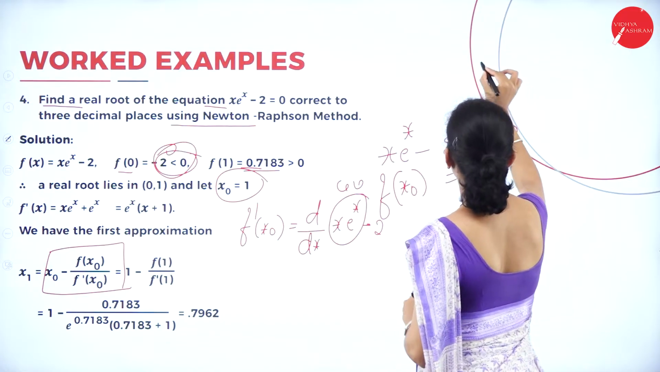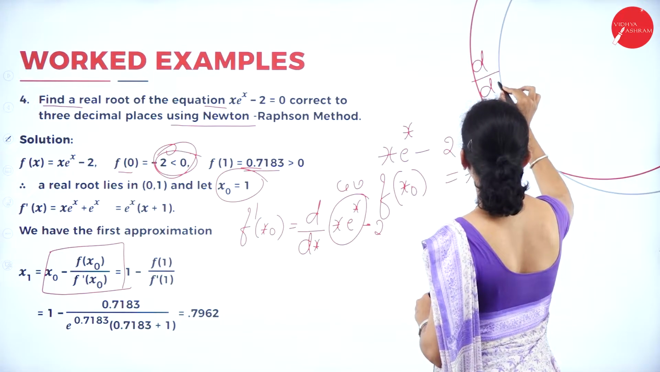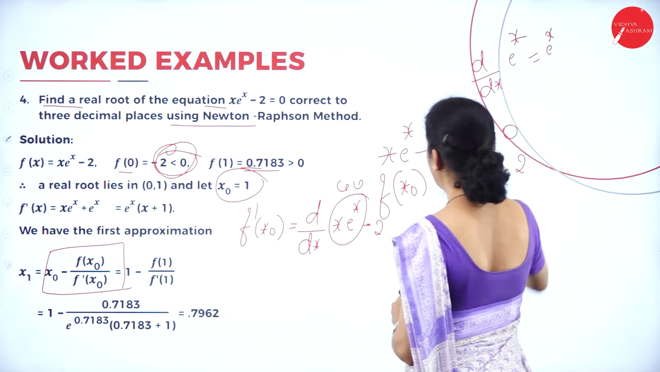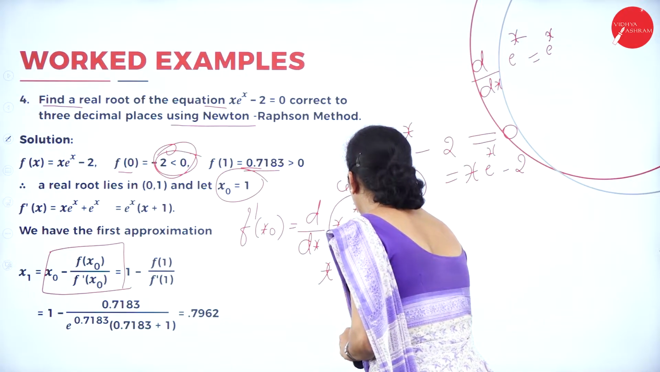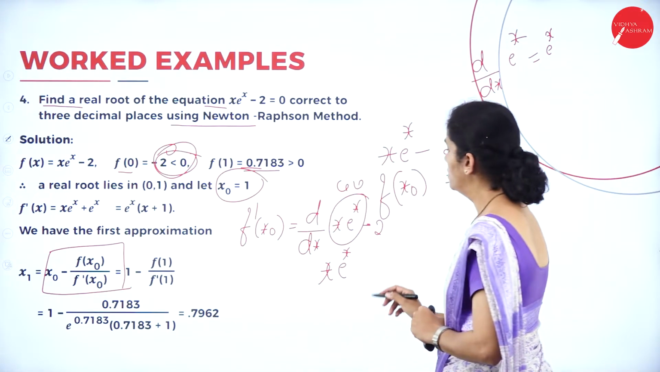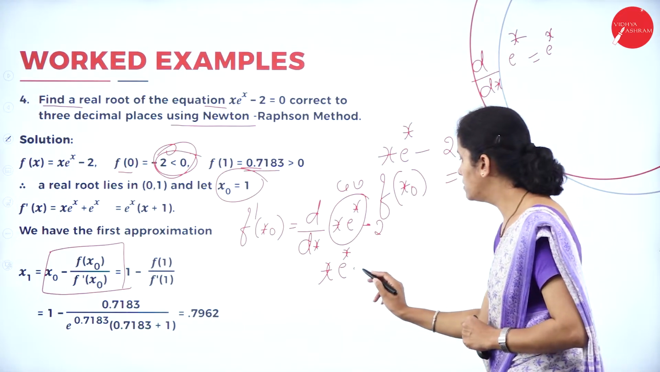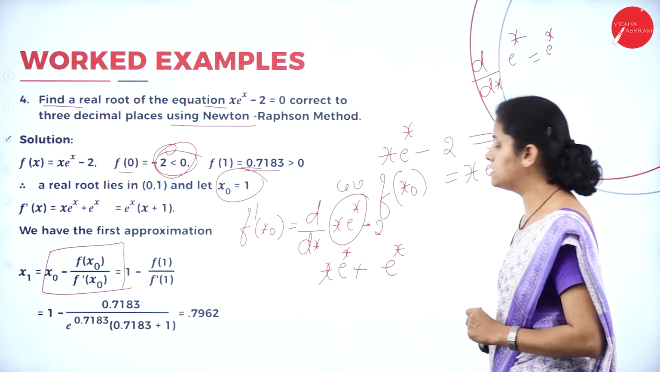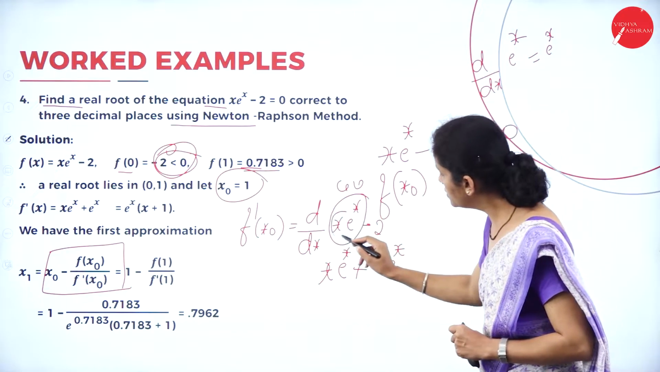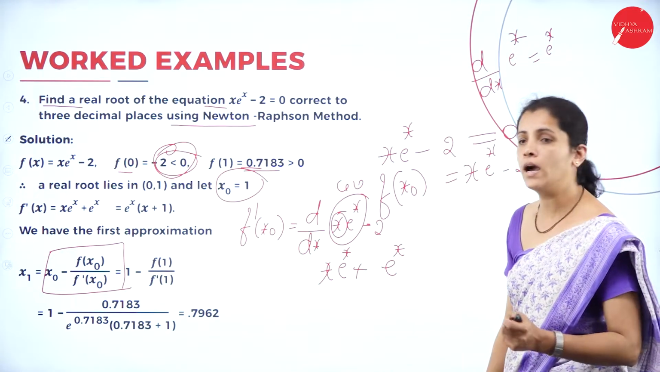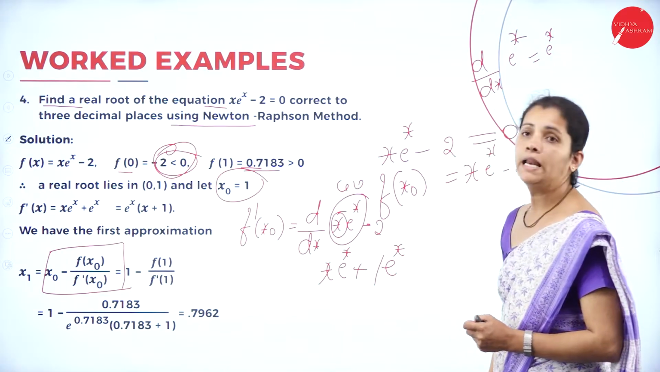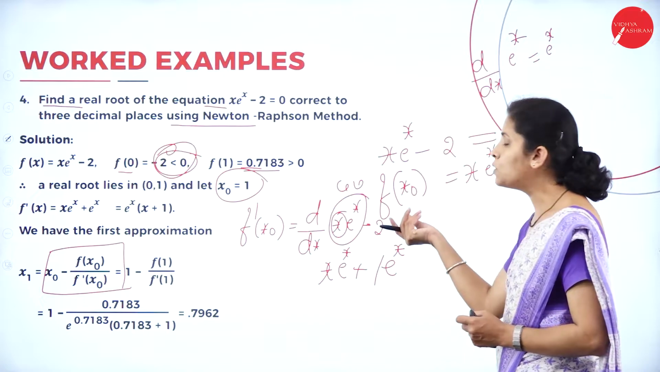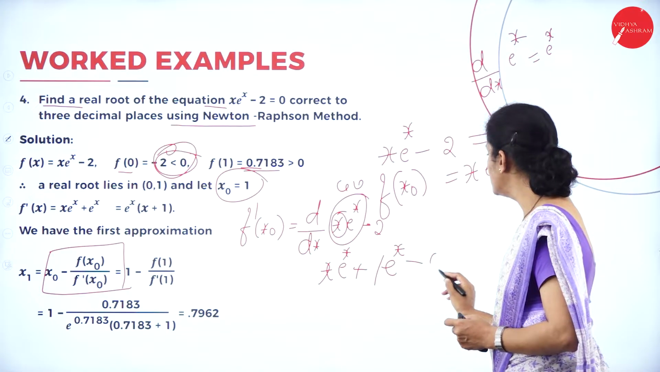e^x, what is the differentiation, d by dx of e^x? That's nothing but e^x. So, I'll get x e^x plus, now I'll write e^x itself as it is. And if I take the differentiation of x, that's nothing but 1. So, I'll get 1 e^x. And if I take the differentiation of 2, that is a constant, so I'll get the answer 0.